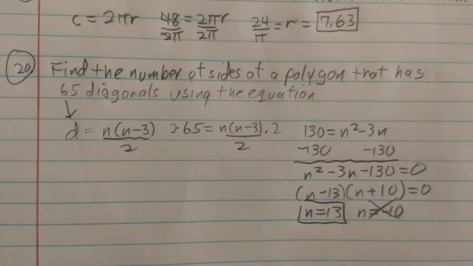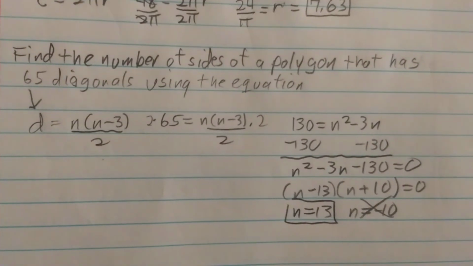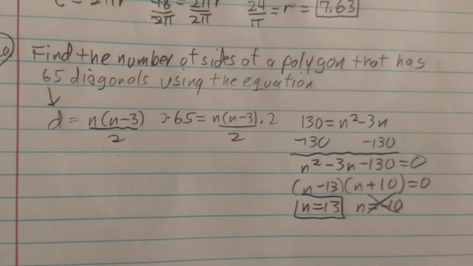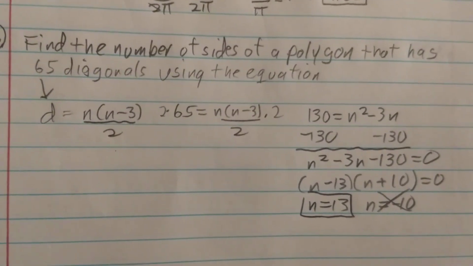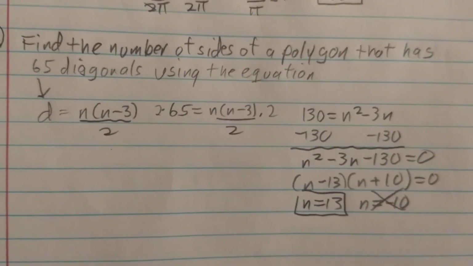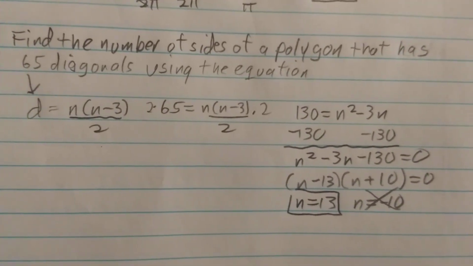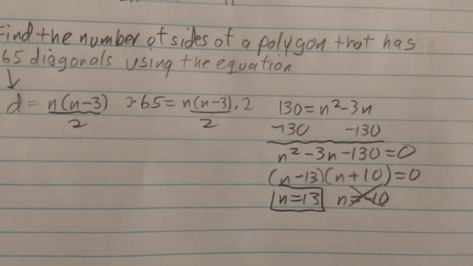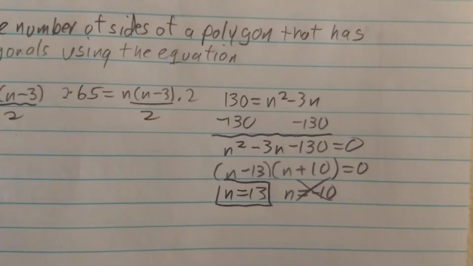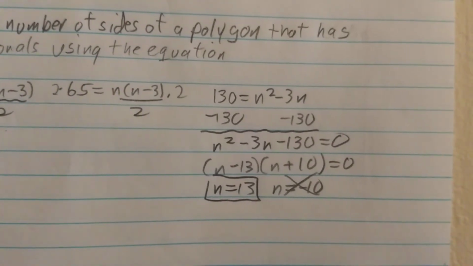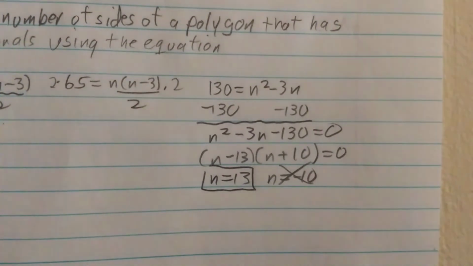Now for 20, we want to find the number of sides of a polygon that has 65 diagonals using the equation D, the number of diagonals, equals n(n - 3) over 2. So plugging in 65 for D and multiplying both sides by 2 to cancel the divide by 2, we get 130 equals n squared minus 3n. We subtract 130, so we have n squared minus 3n minus 130 equals 0.